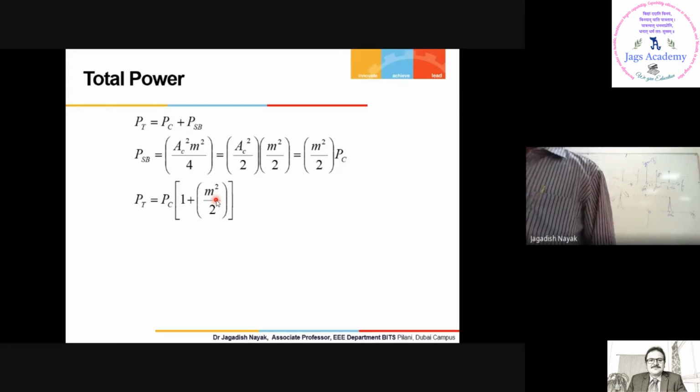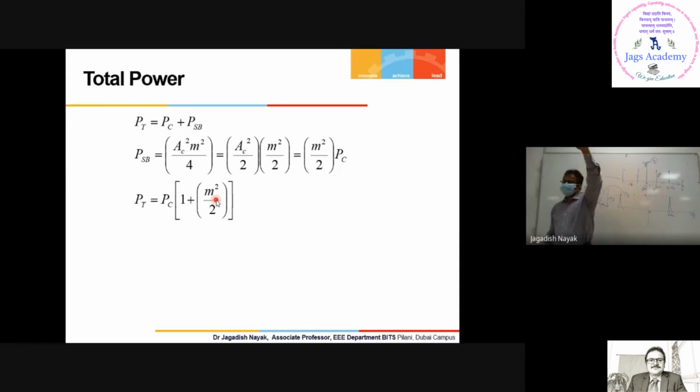So total current IT is equal to IC into root of 1 plus m square by 2, right? And what are this PT and IT? That is the current and power dissipated in your antenna when you transmit your signal through an antenna. That IT which you have is nothing but the antenna current, and PT is the power dissipated.